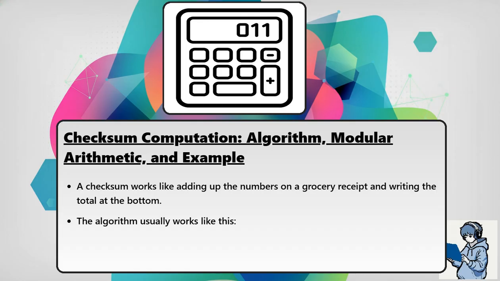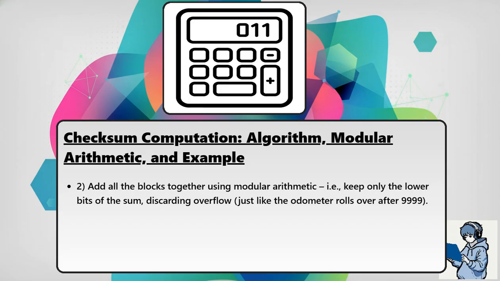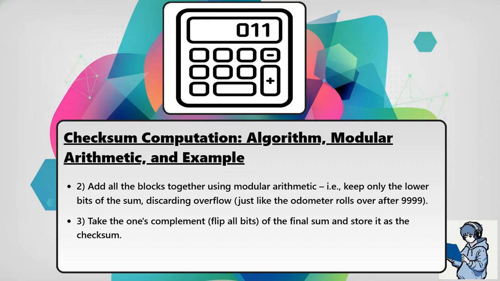The algorithm usually works like this. Step 1. Break the data into equal size blocks, often 16-bit words. Step 2. Add all the blocks together using modular arithmetic. That is, keep only the lower bits of the sum and discard overflow, just like the odometer rolls over after 9999. Step 3. Take the one's complement, flip all bits of the final sum, and store it as the checksum.